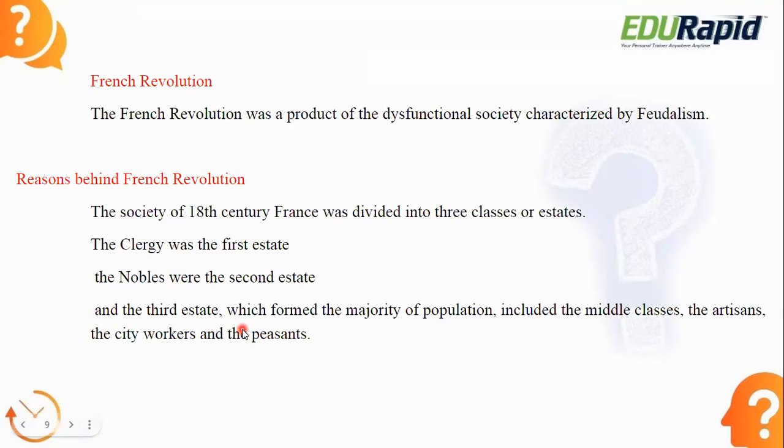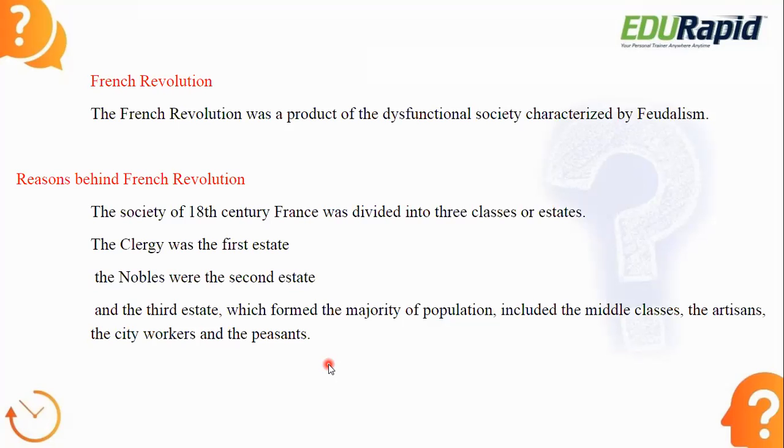And the third estate was formed by the majority of the population. In fact, it is formed by 80% of the population of France. It includes the middle class people, the artisans, city workers, and the peasants. So these three different class systems were there in France in the 18th century.